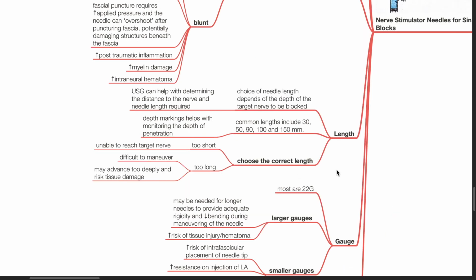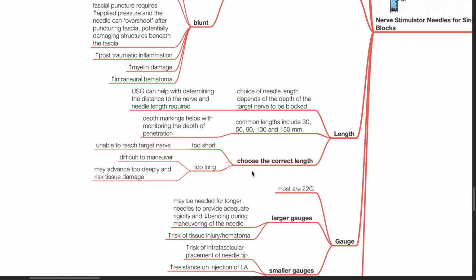Length of the needle. Choice of needle length depends on the depth of the target nerve to be blocked. Ultrasound can help with determining the distance to the nerve and needle length required. Common lengths include 30, 50, 90, 100, and 150 mm. Depth marking helps with monitoring the depth of penetration.